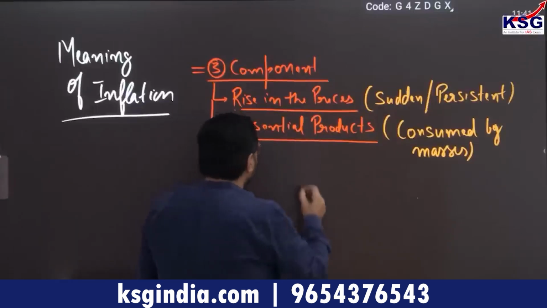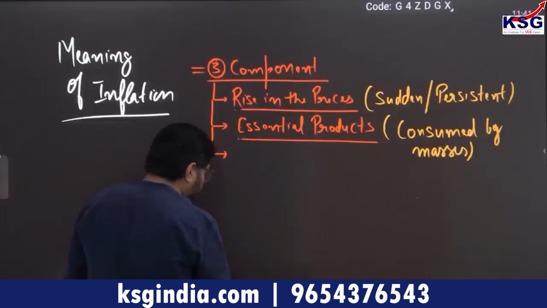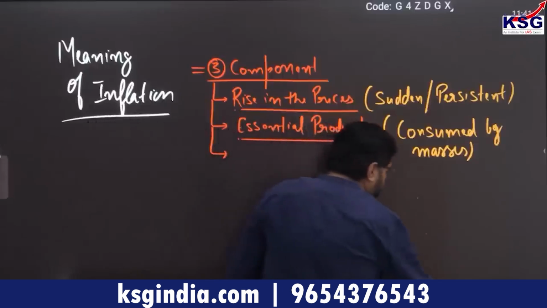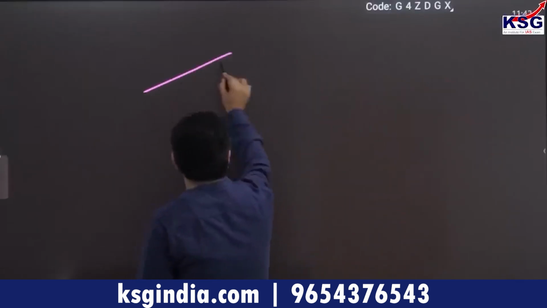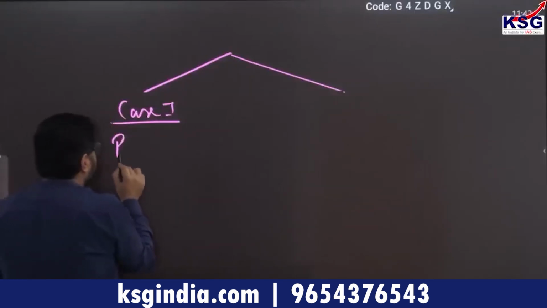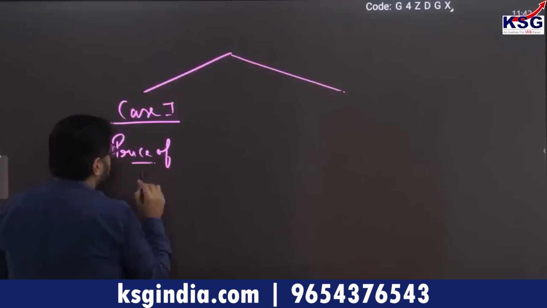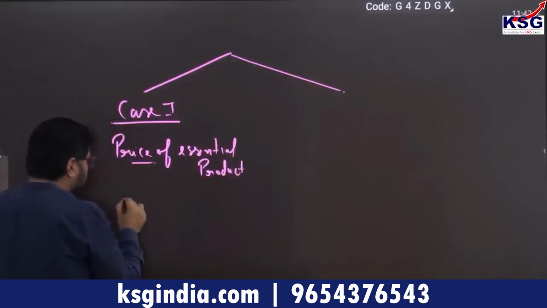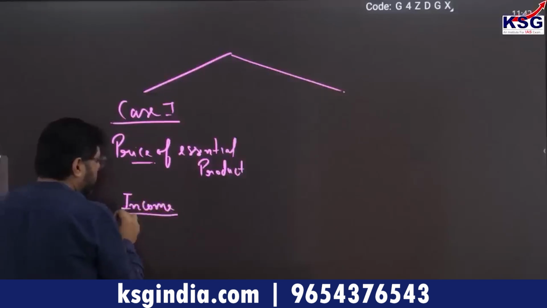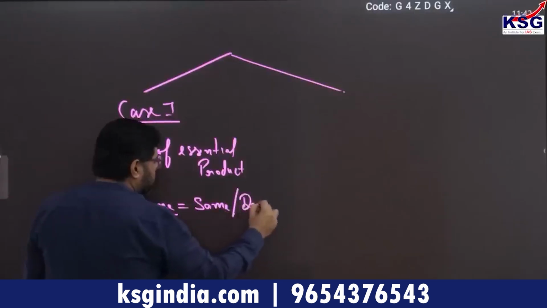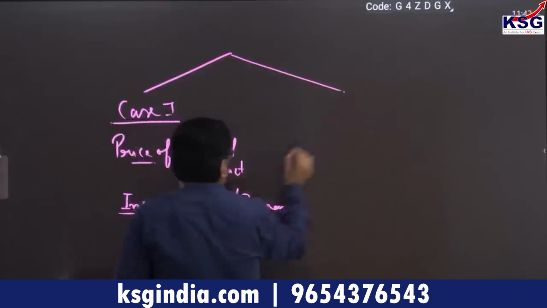Now these are two components. There is a third component also when we talk about inflation. For the third component, I will give you two cases. Case 1: price of essential products gets increased, but the income of the people in an economy either remains the same, or constant, or it decreases. This is case 1.